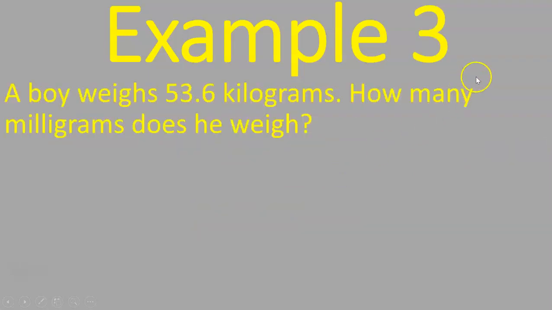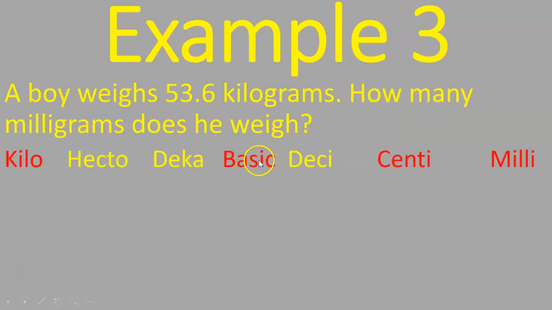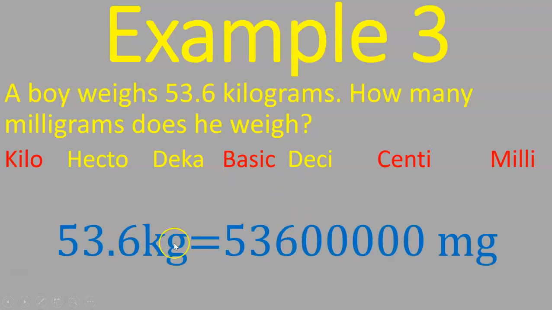And a third example says a boy weighs 53.6 kilograms, which is actually only about 120 pounds or so. How many milligrams does he weigh? Okay, so this example shows that you don't have to use basic. You're going from kilo all the way over to milli. So you go 1, 2, 3, 4, 5, 6 positions to the right. So the decimal is visible this time. When you move it to the right, 1 position goes to the back of the 6, and then you have 5 zeros after that to finish the 6. So 53.6 kilograms is the same thing as 53,600,000 milligrams.